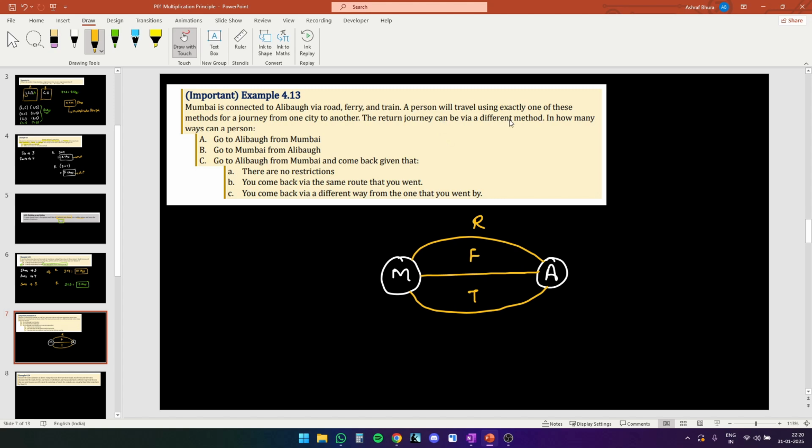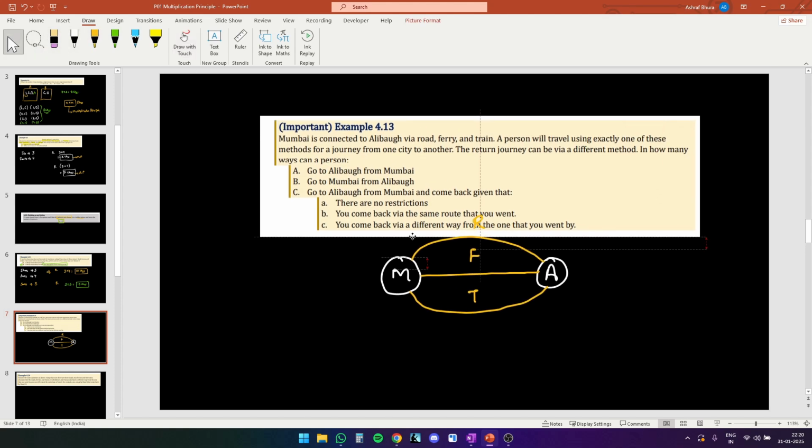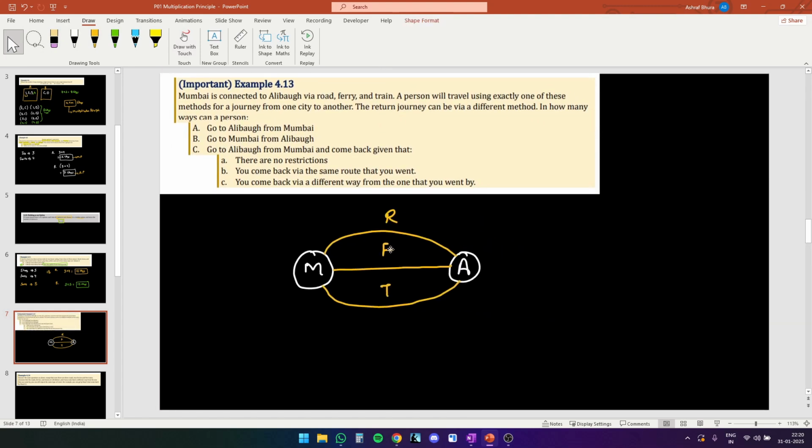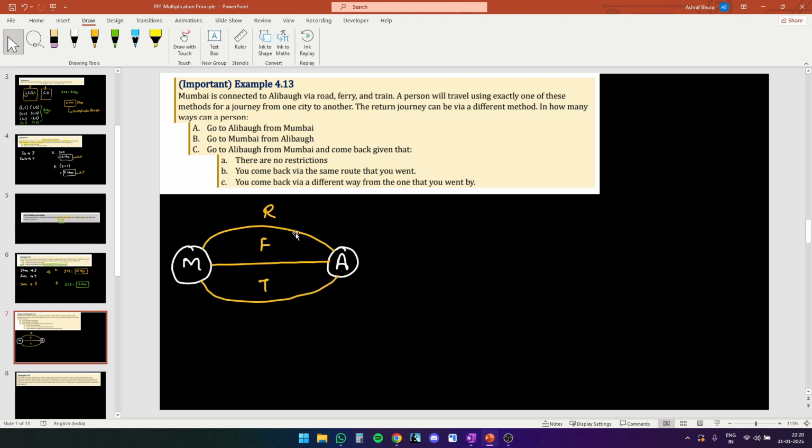A person will travel using exactly one of these methods for a journey from one city to another. The return journey can be via a different method. So you can go via road and you can come back by ferry, or you can come back by train. That is possible. In how many ways can a person go to Alibag from Mumbai? Can I simply say that I will either go by road, or by ferry, or by train? So I will have 3 ways.